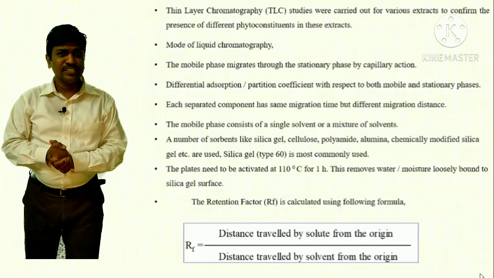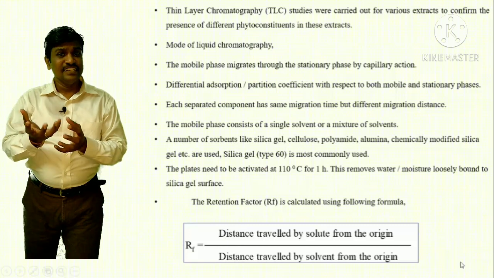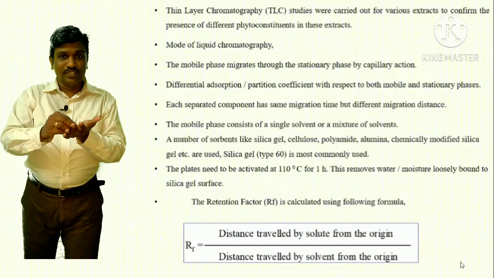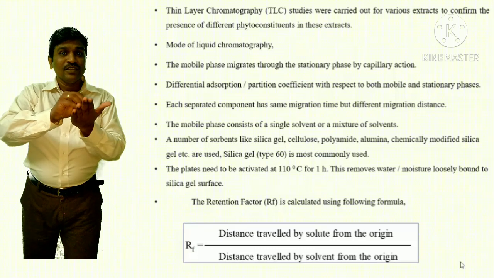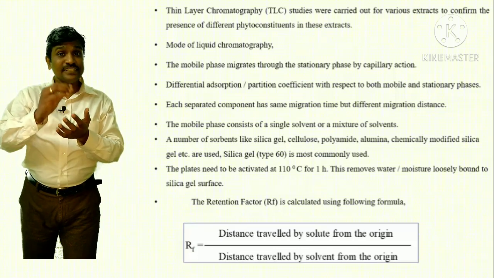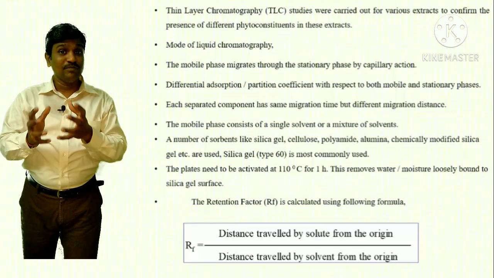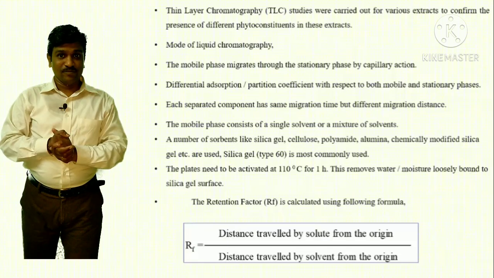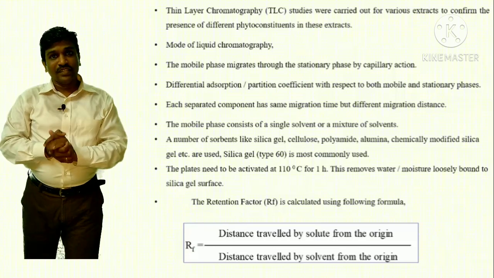In thin layer chromatography, the mobile phase is a single solvent or a mixture of solvents. Migration of the components means that the extract, having different phytoconstituents, runs with the help of the mobile phase. Migration time is the same, but migration distance may be different depending upon the affinity towards the mobile phase and stationary phase. Depending on the affinity, the components get separated.